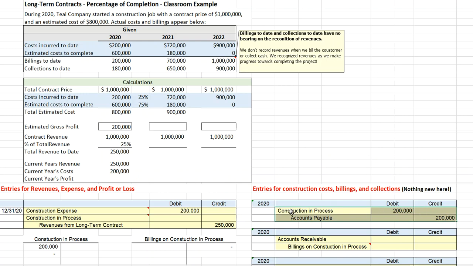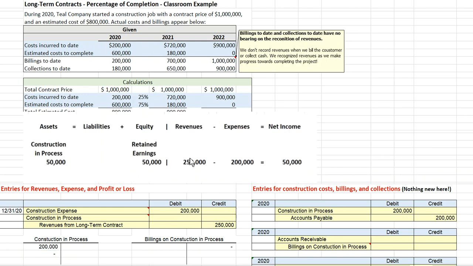If we want to think about the incurring of our construction cost, think about it this way. In a manufacturing environment, as we incur cost, in other words, accounts payable, wages payable, utilities payable, etc., we debit work in process. Here we are debiting an asset account called construction in process, and we can see that right there. Let's go ahead and take a look at how that impacts our accounting equation.